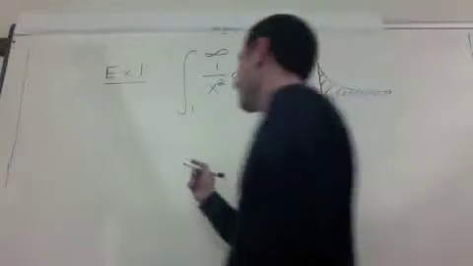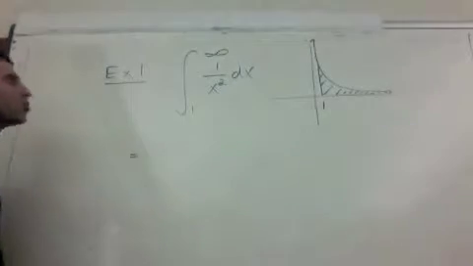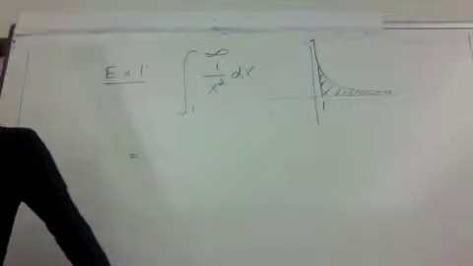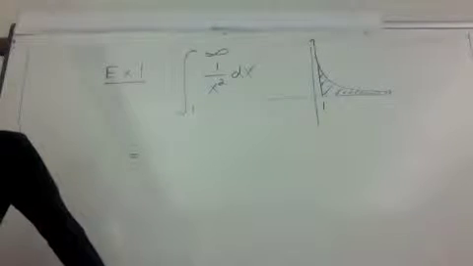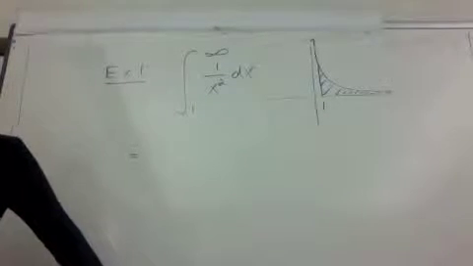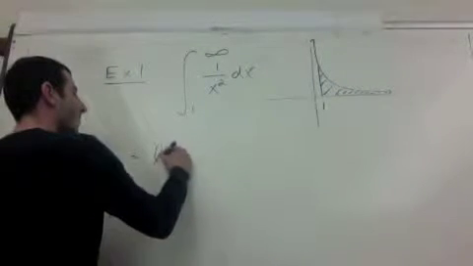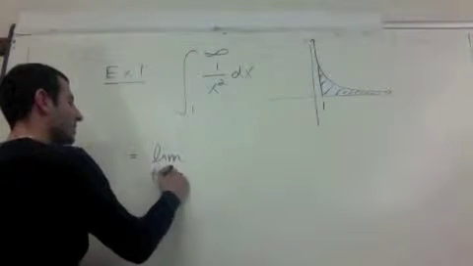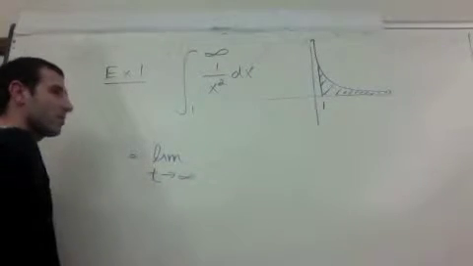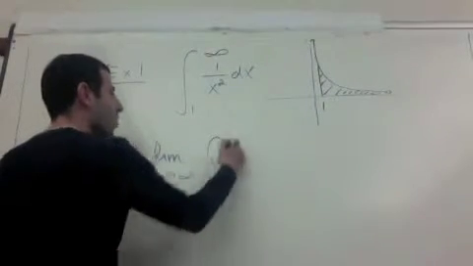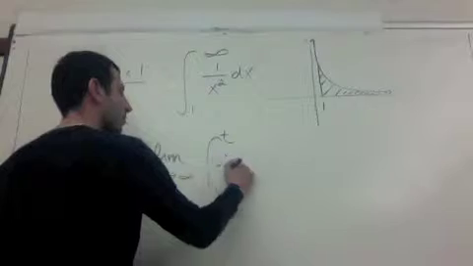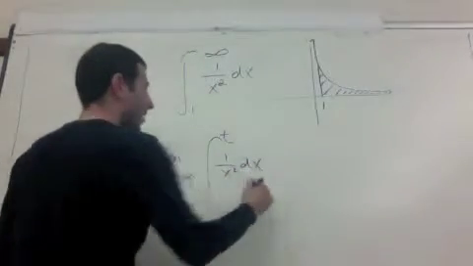So this is what we do. First step, you replace the infinity with a letter, typically t. Think about this for a second. That integral is the same as the limit as t approaches infinity of the integral from 1 to t of 1 over x squared dx.